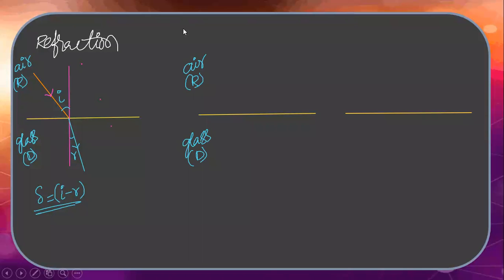If the light is incident at an angle called the angle of incidence, then the refracted ray will be like this. This is the refracted ray.